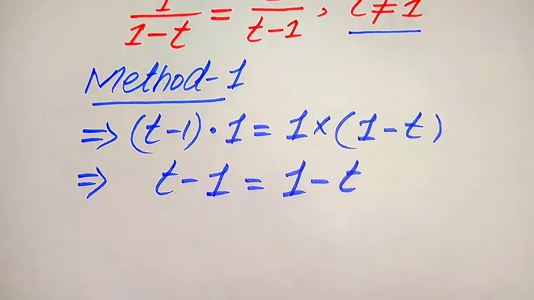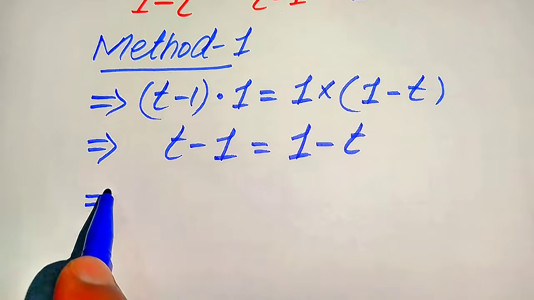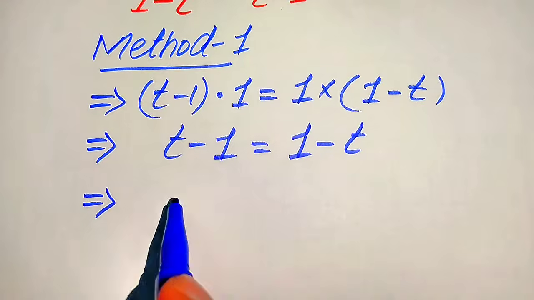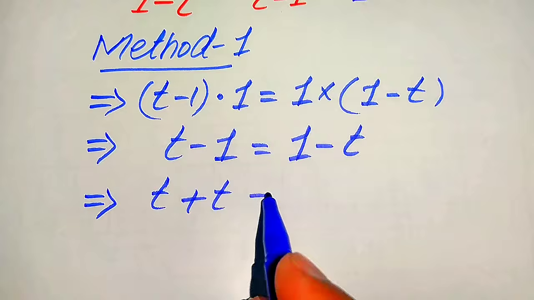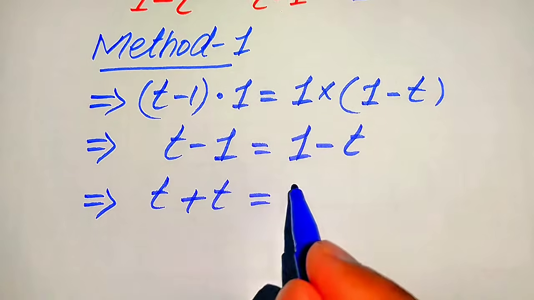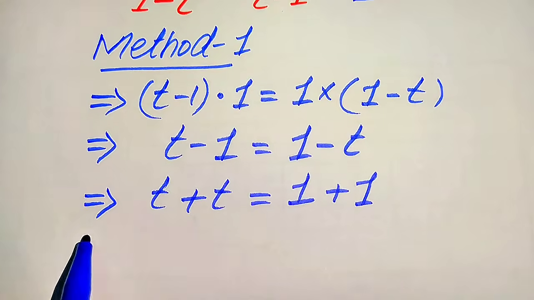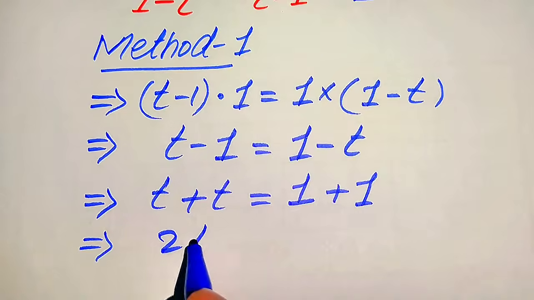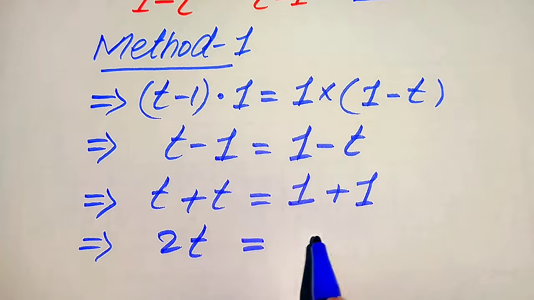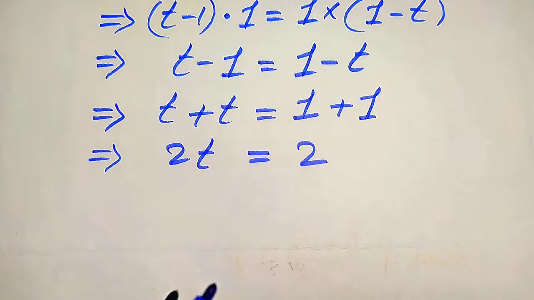And now we move our variable terms to the left hand side, and we move the constant terms to the right hand side. So you see here, this is minus t. When we move it to the left hand side, it will become plus t, and when we move this minus 1 to the right hand side, it becomes plus 1. And you see here, t plus t is equal to 2 times t, and 1 plus 1 is equal to 2. So you see here, we solve this problem for the values of t.